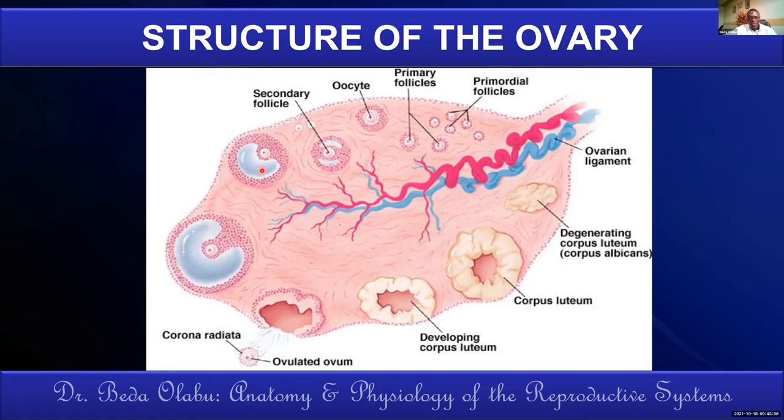Then deep to it, we have the ovarian cortex, which contain ovarian follicles at different stages of maturation. And within it, we have the ovarian medulla, which contain blood vessels and the rest of connective tissue system of the ovary. So remember, the cortex is the one that contain the follicles at different stages of maturation, and the medulla contain blood vessels and connective tissue elements.